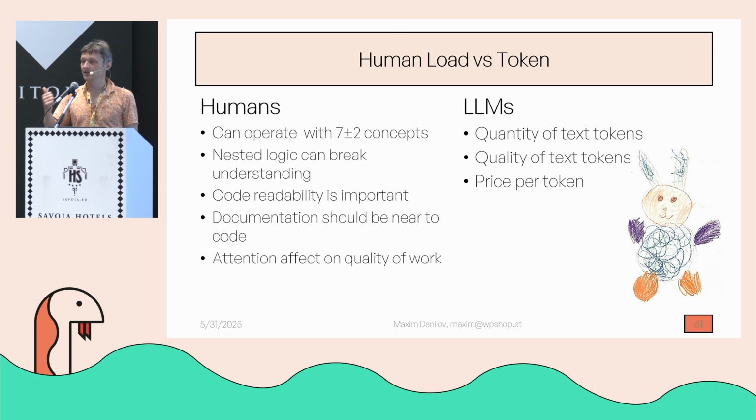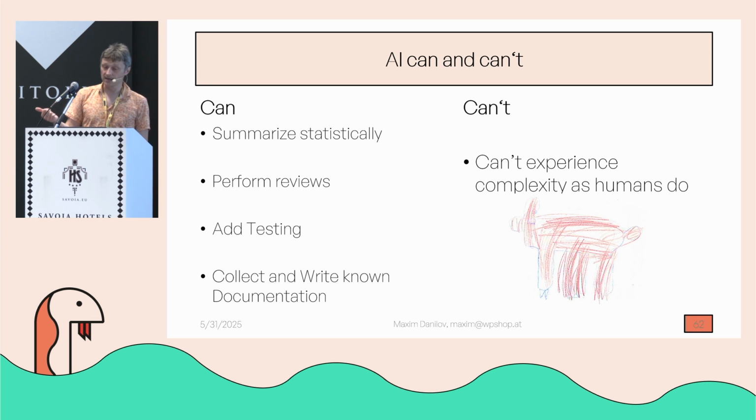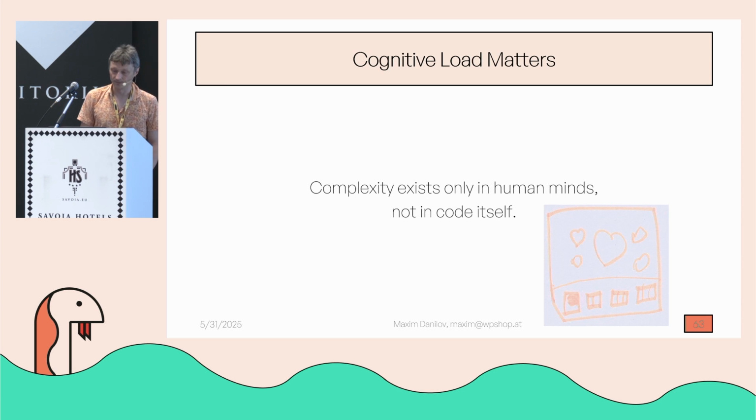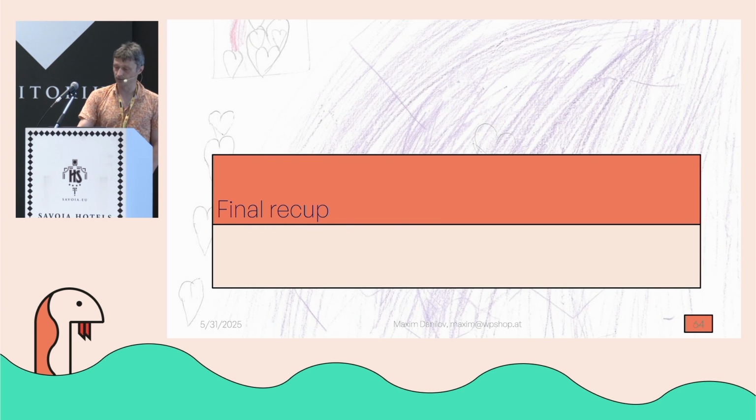That's all. LLMs don't see any complex code. This is a problem. That's why AI can summarize statistically, perform reviews, add testing, and collect and write known documentation, but they cannot understand complexity like humans do. Okay, please remember, complexity exists only in human minds, not in code.